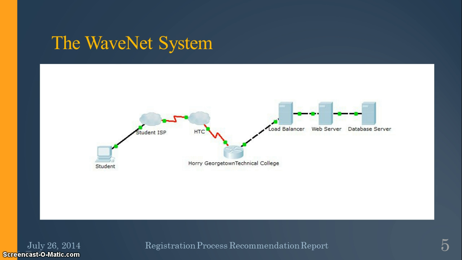This diagram shows a typical internet connection request. First, a student initiates the request, which is sent to their ISP. Their ISP forwards the request to HTC, and HTC forwards the request to the college. Once HGTC receives the request, it is first sent to the load balancer. This load balancer is responsible for keeping track of the duties of the servers and how much workload each server has. This load balancer determines what action is requested, display a web page, a database connection, etc., and forwards that request to the appropriate server that can handle the task. The server receiving the task performs the operation and returns the request in reverse order back to the student.